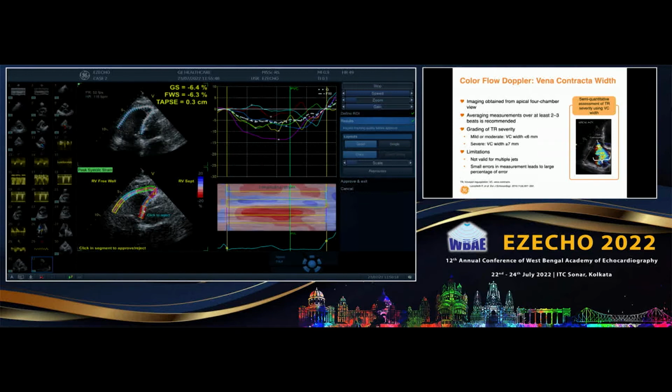It's something like 9. Yeah, free wall strain is 21, -6, 7, -7. So don't go for the global, go for only free wall strain. Anything in the septum that is below 20 is abnormal.